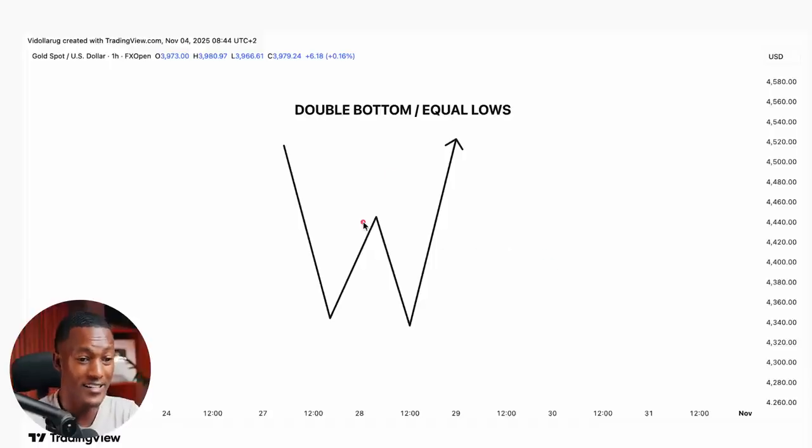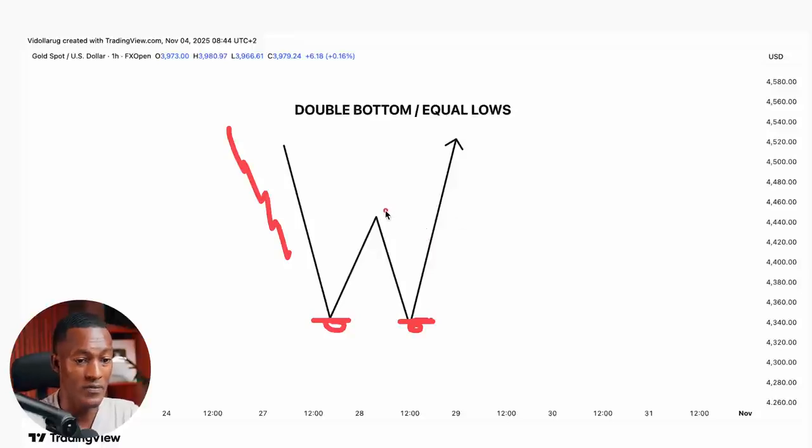Next up, we have a double bottom. Now this is pretty much the opposite of the double top. So in here, the price is initially pushing to the downside, and then we have a double bottom over here. Price forms another. Now we have the second bottom, and now that makes it a double bottom. Guess what? The price finally pushes to the upside.